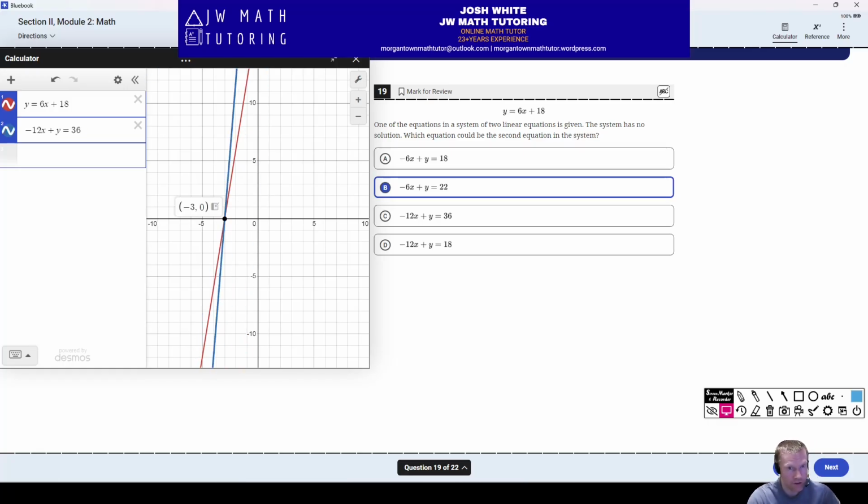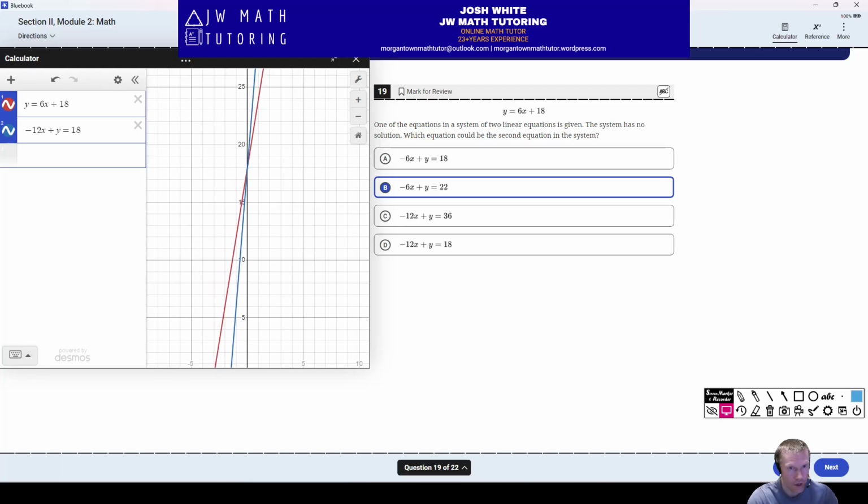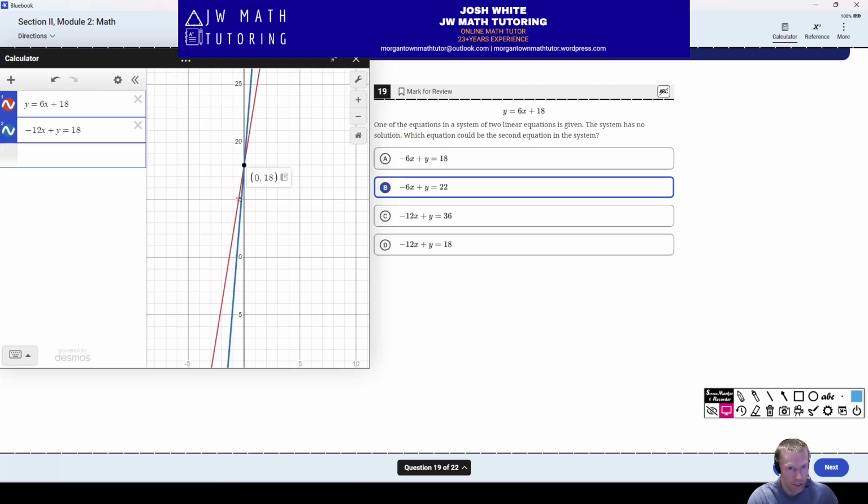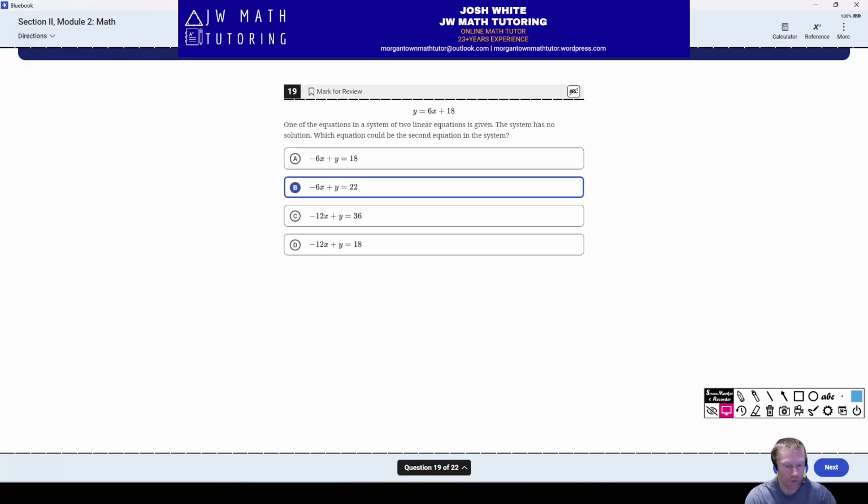Okay, so these intersect. This is obviously not no solution. And then D, these intersect up here. Again, this is not going to be no solution because they intersect once. So the correct answer for this one again is letter B.